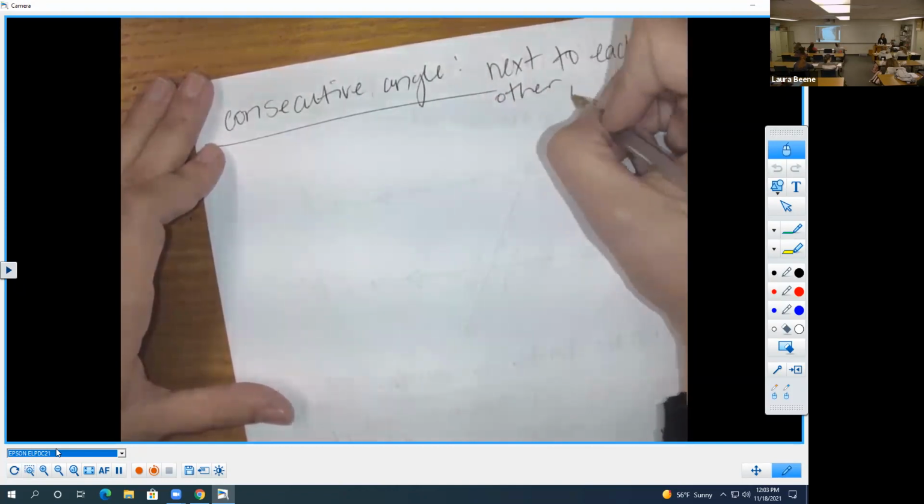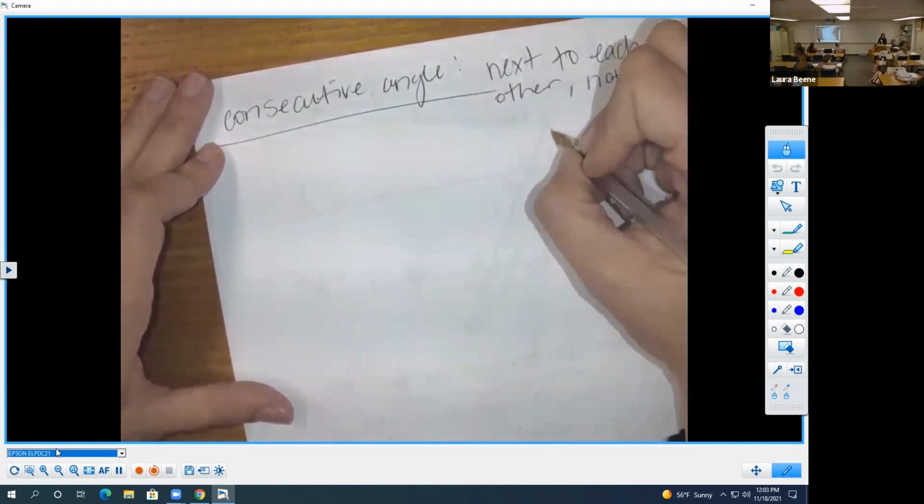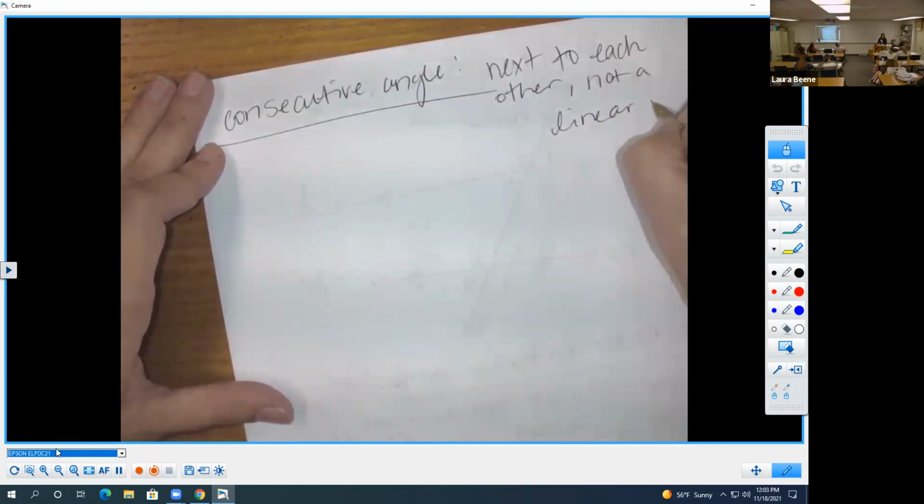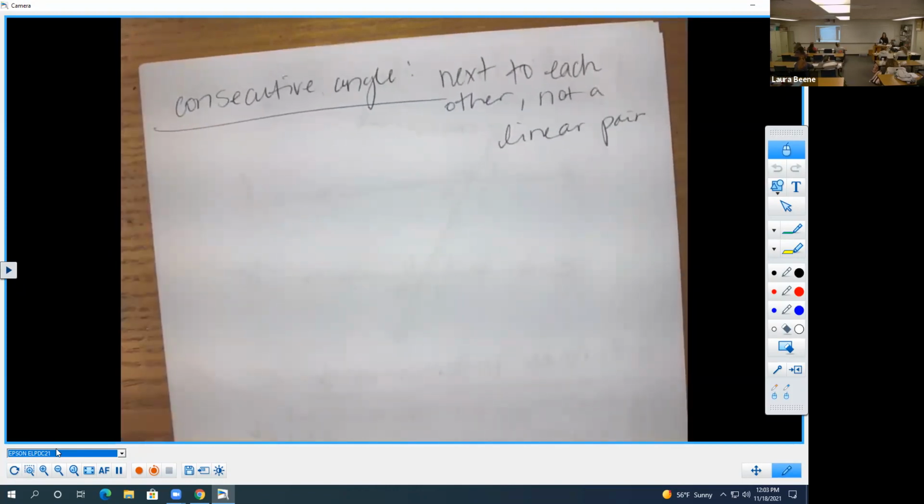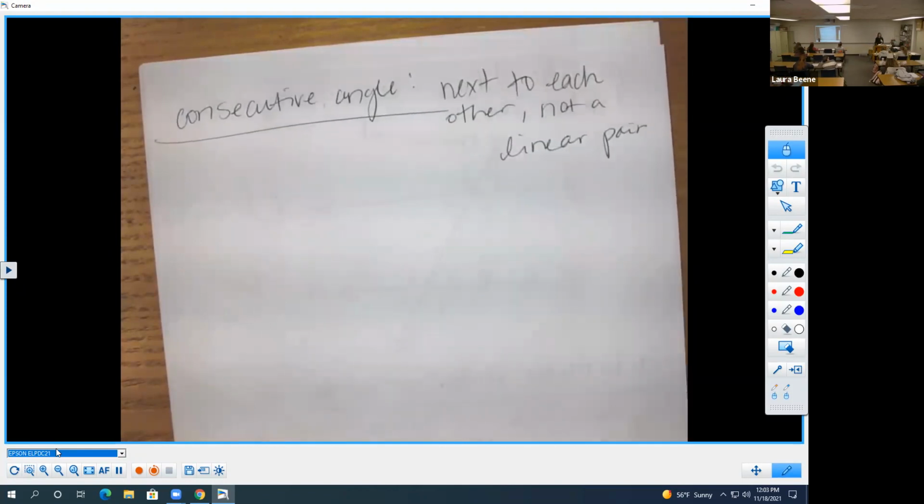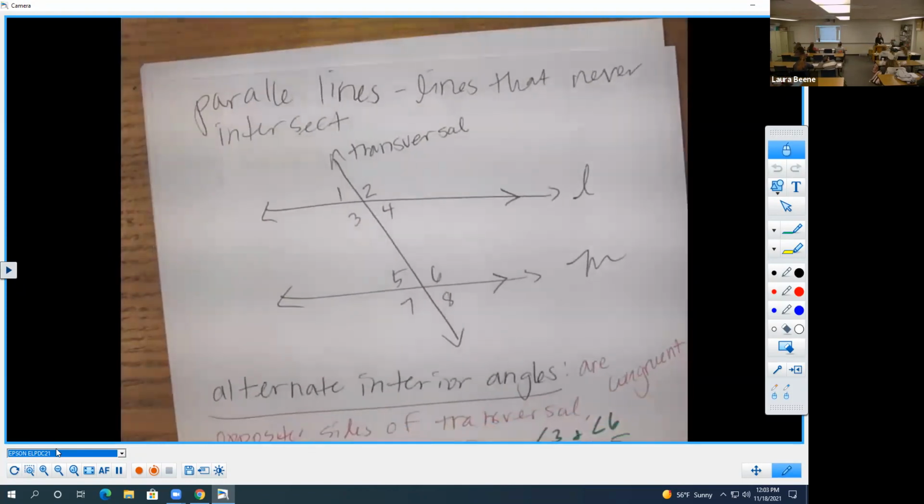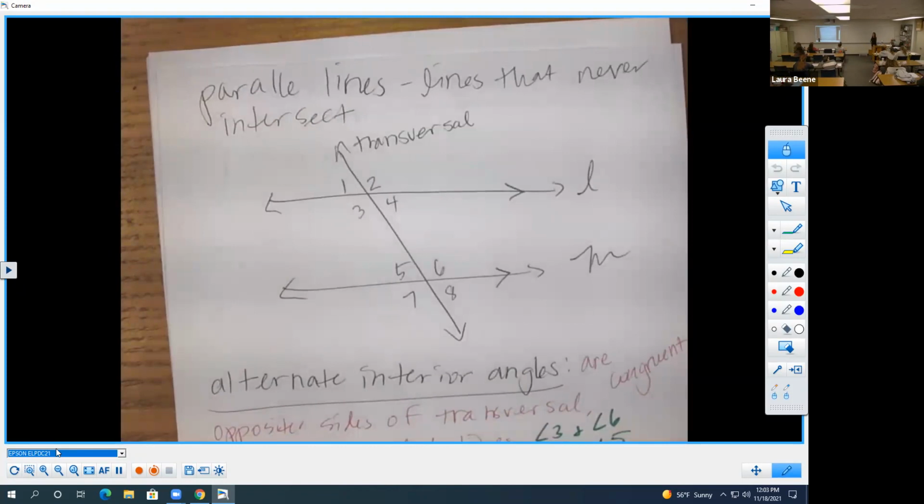If you can just remember next to each other, not a linear pair, that should be sufficient, because there's literally no other options there. But that's not the actual geometry definition, FYI. Again, let's go back to our picture. Which angles are next to each other but are not a linear pair? The only options we have are 3 and 5 and 4 and 6.